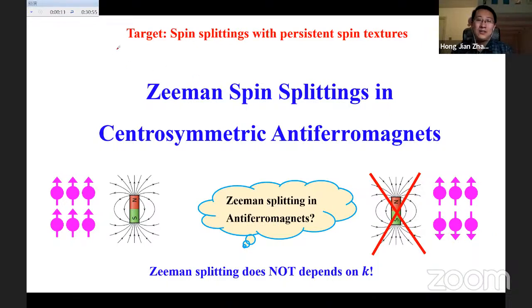Remember that our target is to find spin splitting with persistent spin texture. Initially, we know that in ferromagnetic materials, there is Zeeman spin splitting, and it can yield a k-independent spin texture. If we look at the antiferromagnetic materials, at first sight, Zeeman spin splitting seems unlikely to happen, because in antiferromagnetic materials you have a magnetic moment pointing in the positive direction, then a magnetic moment pointing in the negative direction. Magnetic moments pointing in opposite directions appear pairwise, so typically the magnetization should cancel. And then it sounds as if Zeeman splitting is not easy to happen in antiferromagnetic materials. But is this really true?